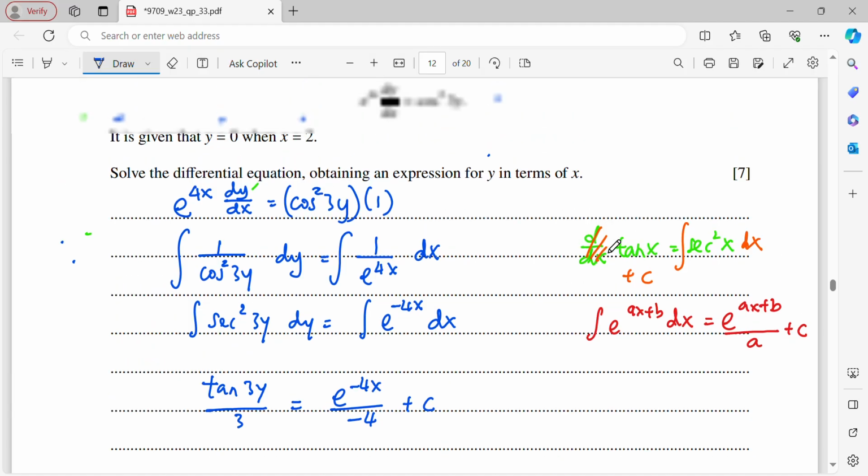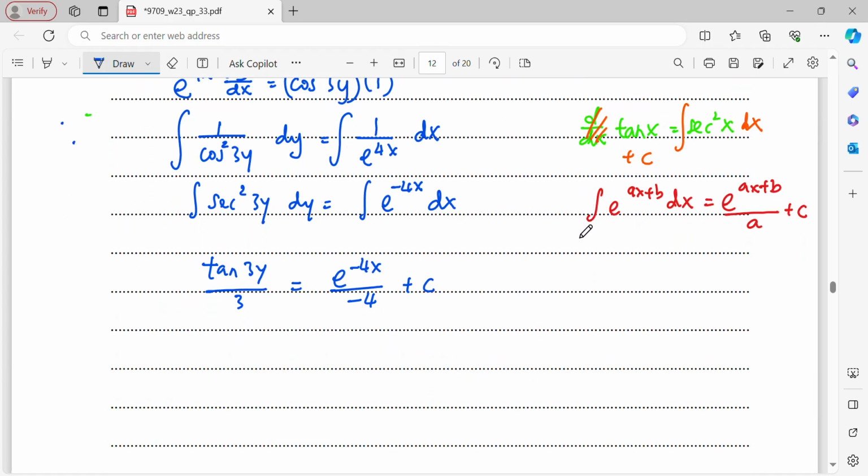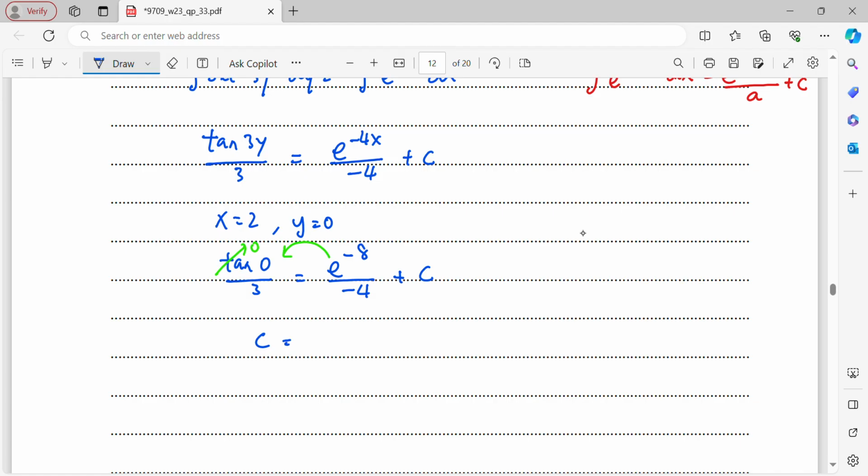So now to find the c, replace the x and y values. So x equals 2, y equals 0. The left hand side is tangent 0 over 3. Right hand side is e to the negative 4 times 2, so I get e to the negative 8 over negative 4 plus c. For your information, tangent 0 is 0. So it means that this exponential term just moves to the other side. That will be your c value. Then I will get c equals e to the negative 8 over 4.